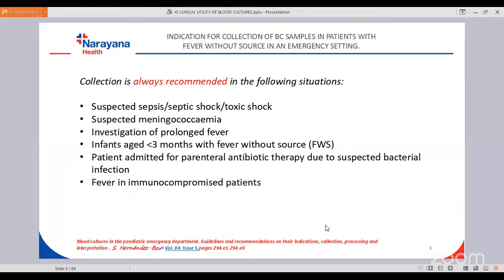When you're suspecting sepsis or septic shock or toxic shock, when you're suspecting meningococcemia, in investigation of prolonged fevers. If you have a patient with prolonged fevers, not diagnosed, please send a blood culture. Blood culture has to be sent in case of fever of unknown origin, and in infants less than 3 months with any fever without source. Patients who are admitted for parenteral antibiotic therapy because of suspected bacterial infection, definitely send a blood culture, and in immunocompromised patients. So this is your important slide that you need to observe.